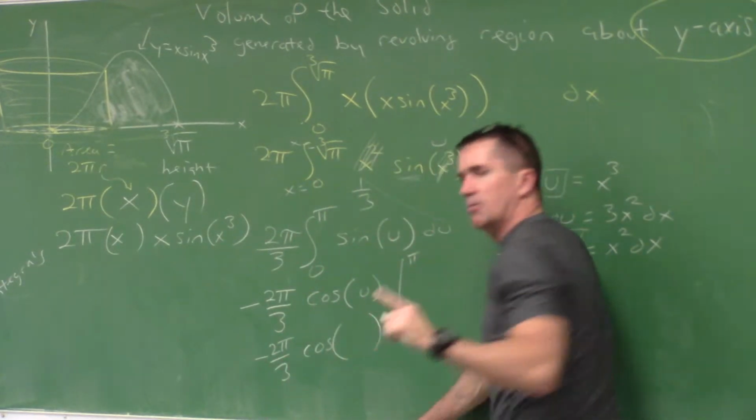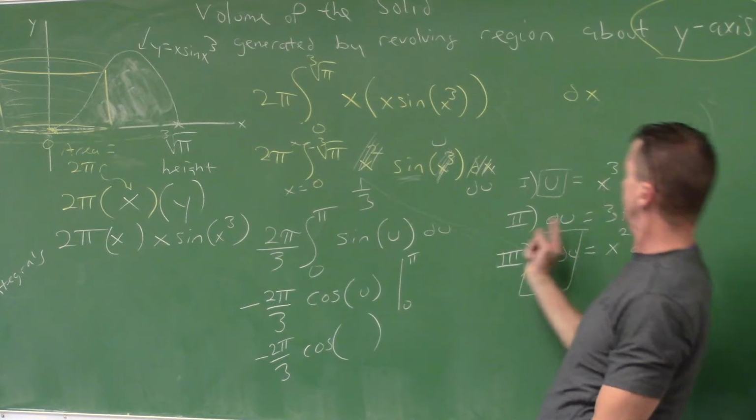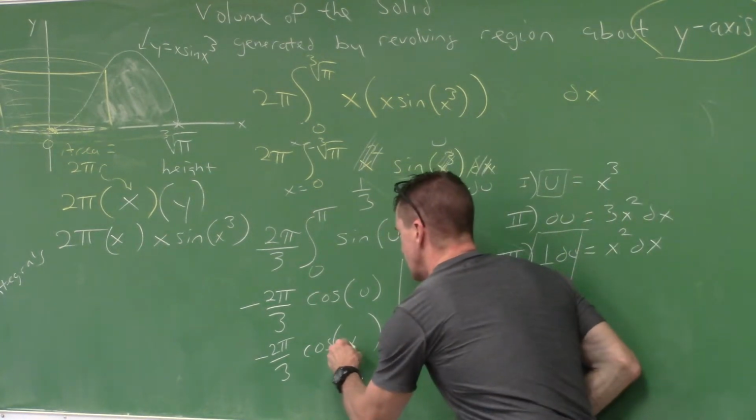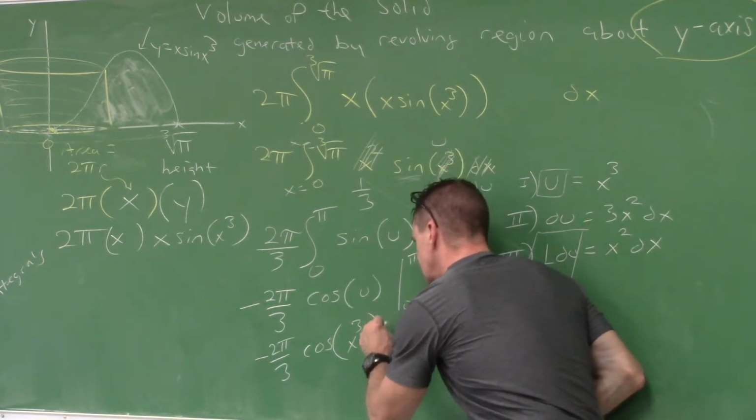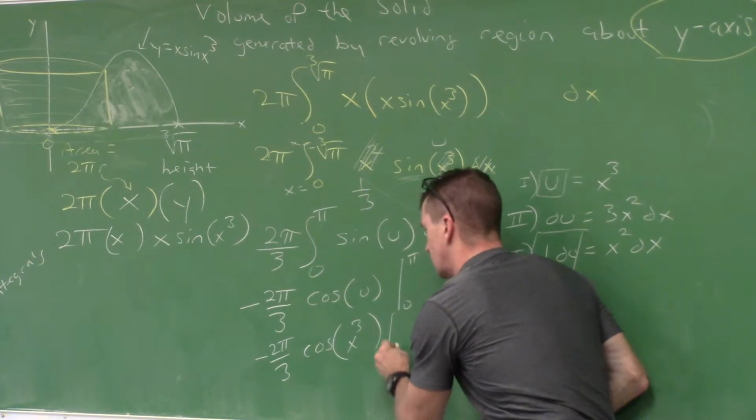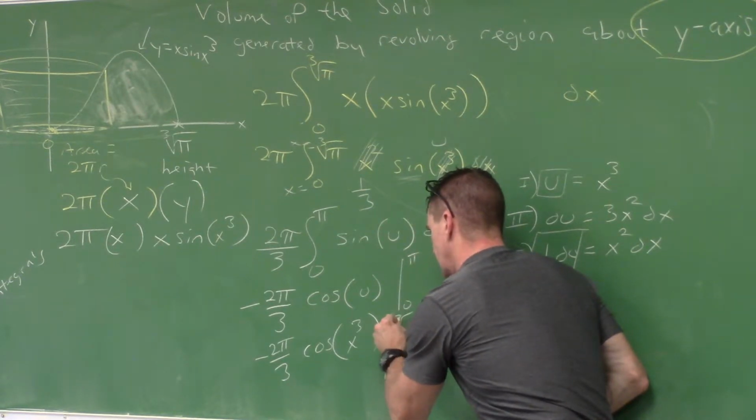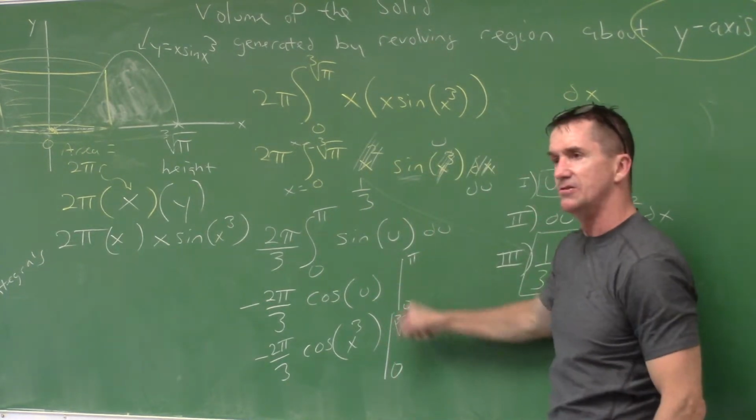And right here, what was u equal to? x cubed. And I put it back in. So you can use either one of these, and we put the proper limits. This was 0 to what? Cube root of pi.